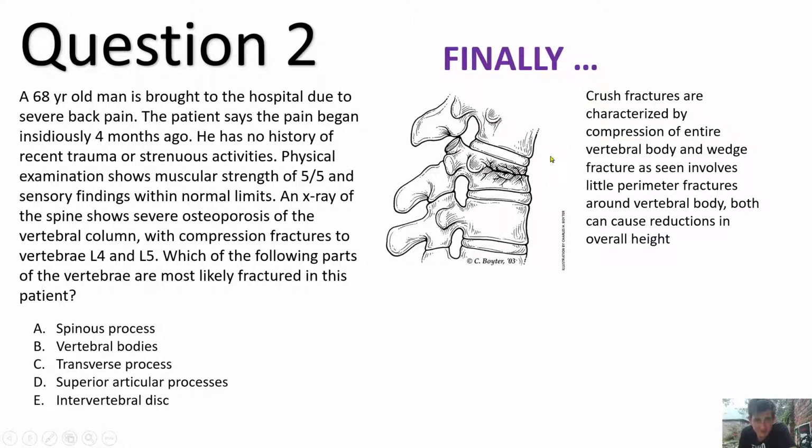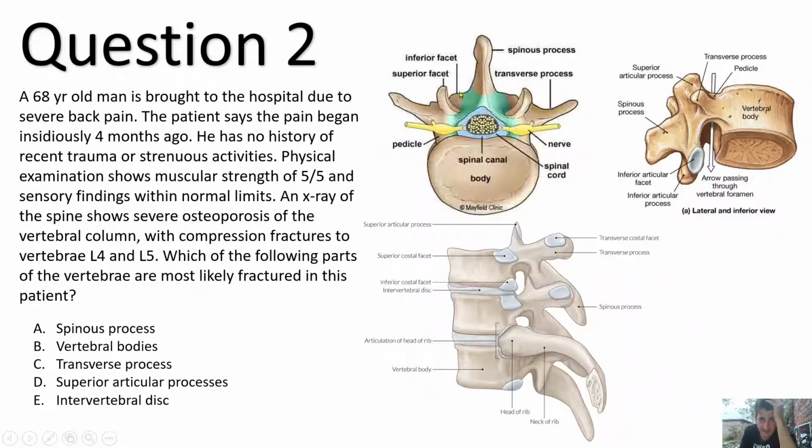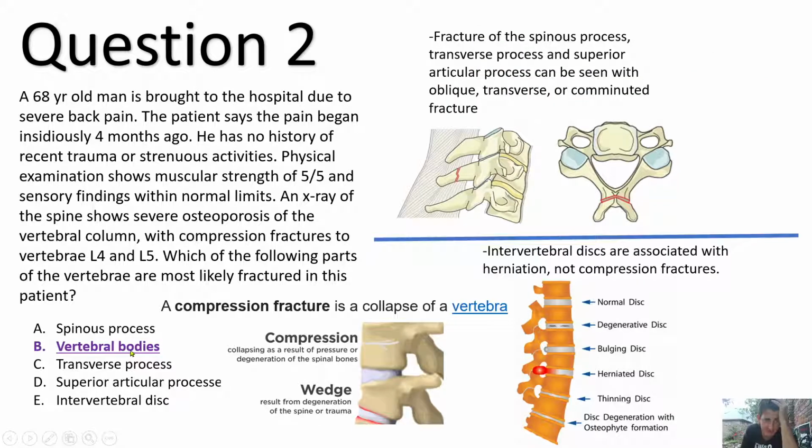So these are compression fractures. So compression fractures, pressure, degeneration of bones, osteoporosis, wedge fracture, burst fracture. So these all are involving the vertebral bodies, right? They're not involving anything else. So we're going to look at that. Vertebral body is what we are seeing getting involved in this compression fracture. So that's going to be our answer. Vertebral bodies will be the most likely fractured part.